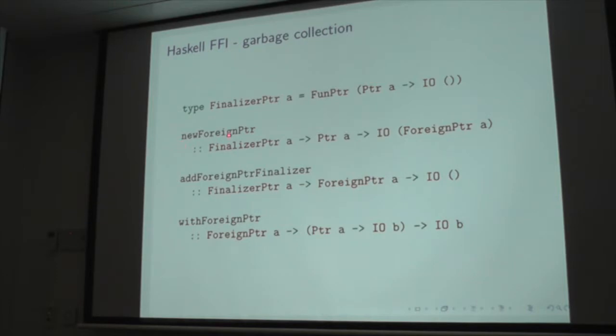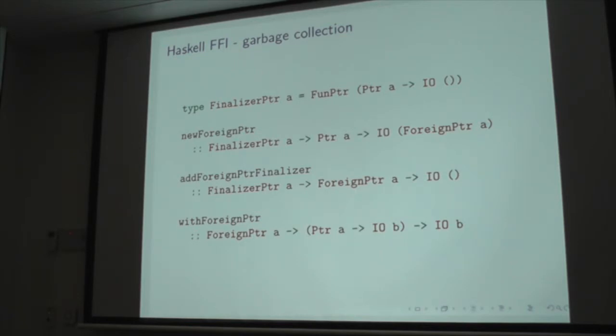There's a function newForeignPointer, which takes a finalizer pointer A. So this is your free function or your destructor. It takes a pointer A and returns an IO foreign pointer A. What happens in here is you're taking a raw pointer and wrapping it in a foreign pointer and attaching a particular destructor to it. You can also add multiple destructors. They're going to be called in reverse order. So you use the function addForeignPointerFinalizer, which takes a destructor or a free function and the foreign pointer and returns IO unit.